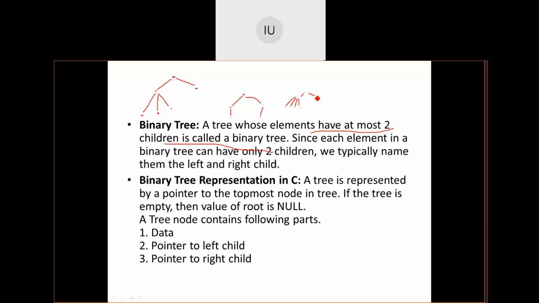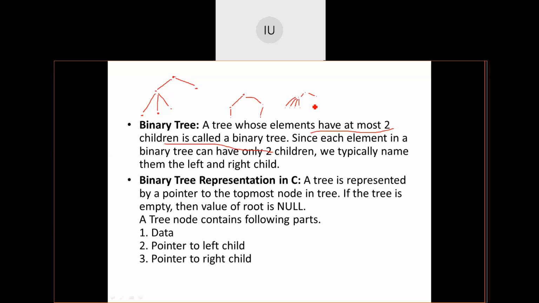Okay, now tell me, what is the type of the tree? Quadary. It is called quadary or four-ary. So based on the maximum number of nodes that are available in the tree, the type of the tree is decided. Now, if a tree in all the levels has at most 2 children for every node, then it is called a binary tree.